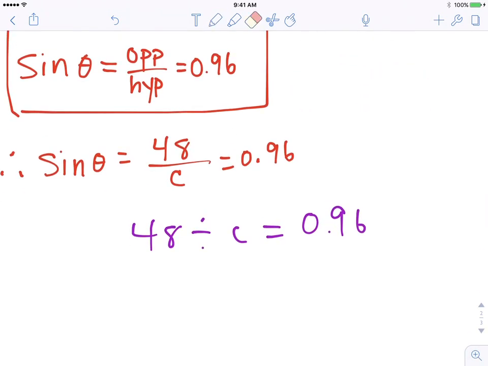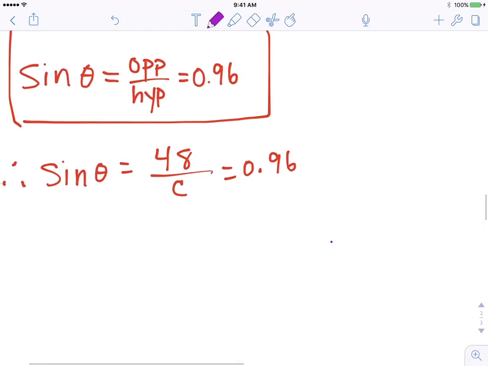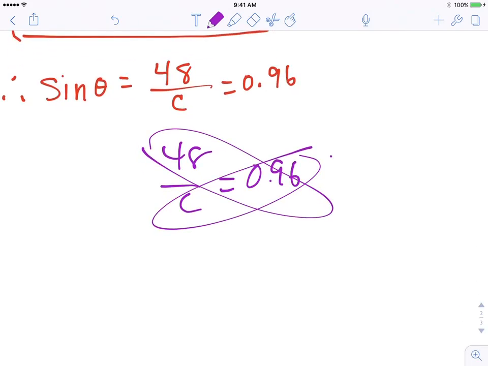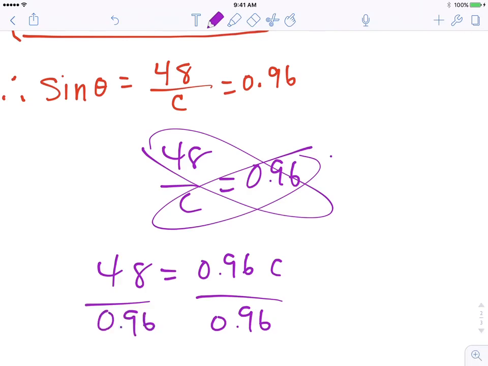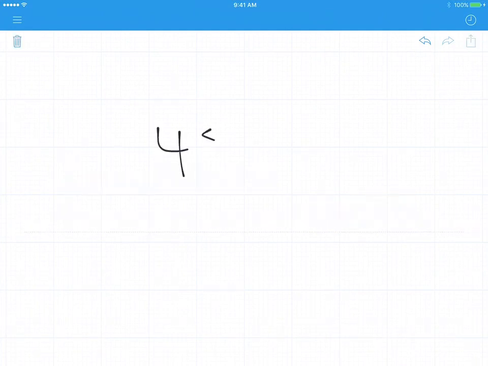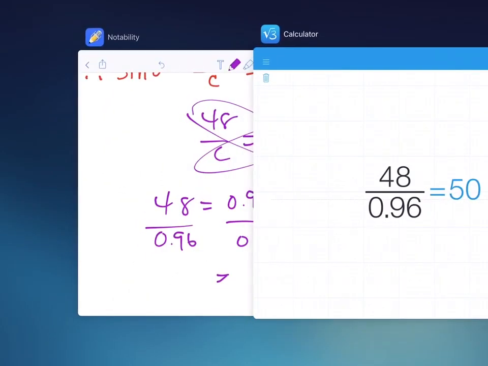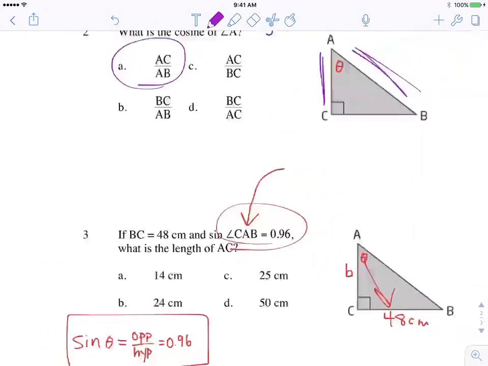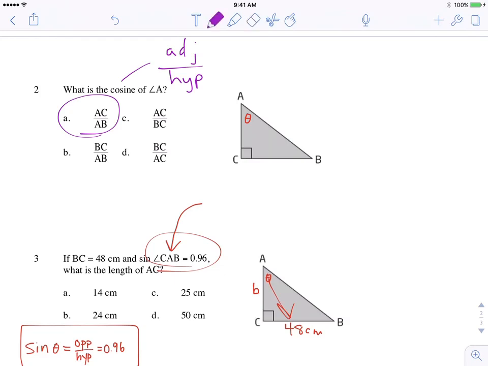But we can also use a simple strategy of cross multiplication. So if I know 48 over C equals 0.96, I can cross multiply that, and I could just say that 48 times 1, which is 48, equals 0.96 C. Then I'll divide both sides by 0.96, and we'll get C equal, should be 50 if I do this correctly, 48 divided by 0.96, and that's 50. So 50 equals C. So now I can go ahead and relabel my diagram here. I know that C is equal to 50.